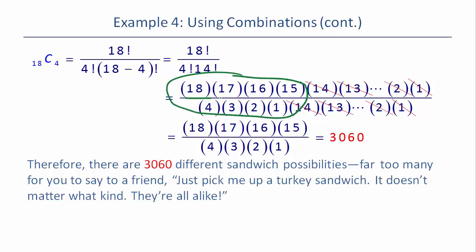Here's my 4 dashes. 18, 17, 16, 15. On the bottom, I had 1, 2, 3, 4. Isn't 4, 3, 2, 1 the same thing as 1, 2, 3, 4 when you multiply, right? When you multiply, order doesn't matter. That's the commutative property. So there are 3,060 different combinations.